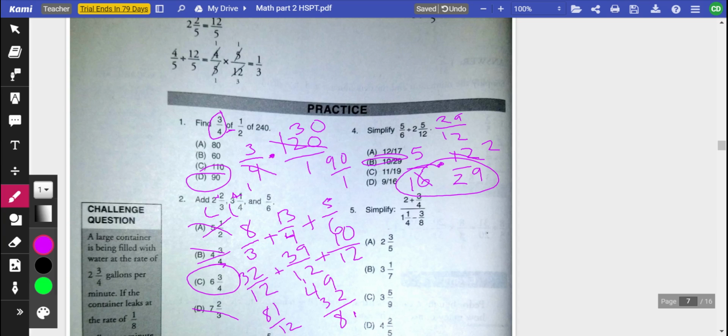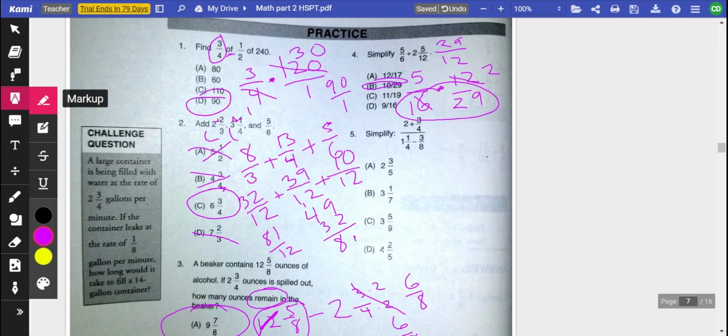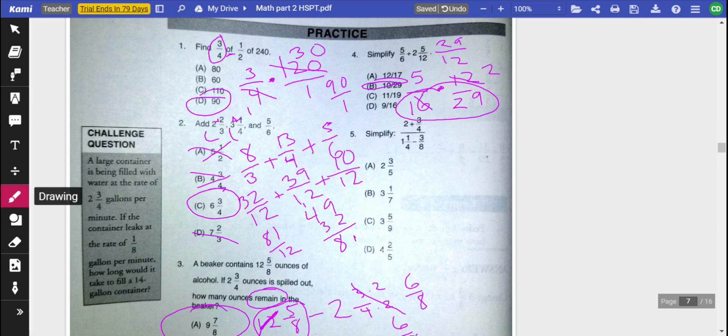And then here's one of those time-consuming problems. So it's okay, we can handle this. So we have 2 plus 3/4 divided by 1 and 1/4 minus 3/8. Totally fine and good. We'll do the numerator problem first. So we're looking at number 5. We have an addition problem in the numerator, we have a subtraction problem in the denominator, and then we have an overall division problem. So I'm going to do my addition problem first. It's really easy. It's 2 plus 3/4, which is 2 3/4.